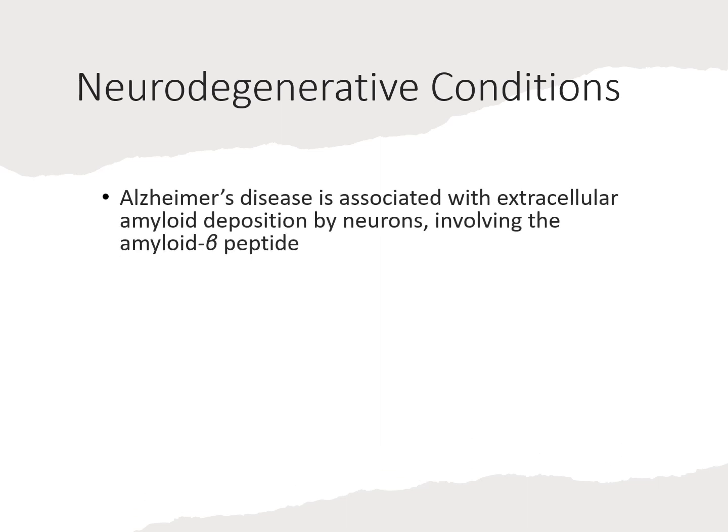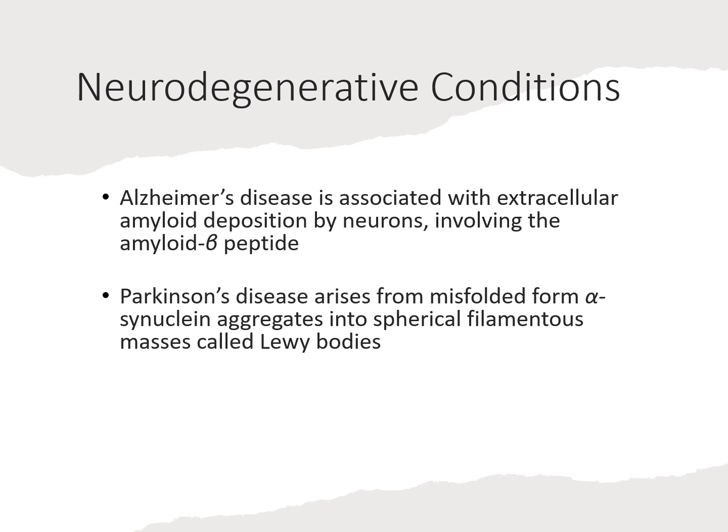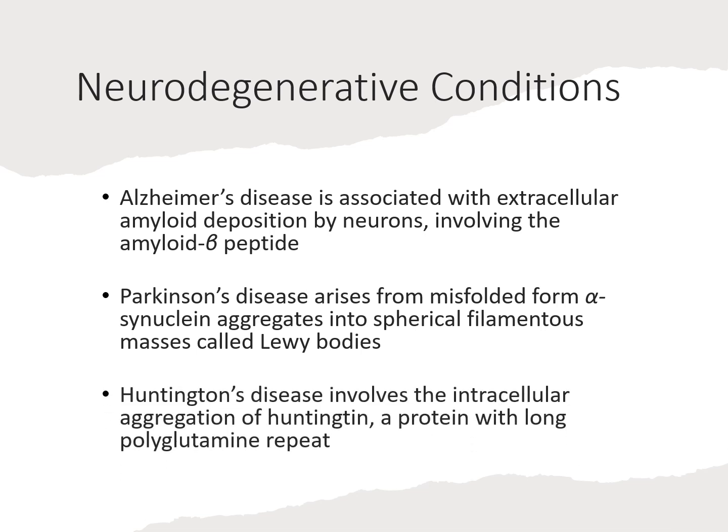Many neurodegenerative conditions have their basis in this kind of aggregation. In Alzheimer's, we have the amyloid beta peptide, which deposits in neurons. Parkinson's disease arises from misfolding as well. You get the spherical filamentous formation of something called Lewy bodies. And Huntington's disease is another misfolding situation that arises from a long polyglutamine repeat.